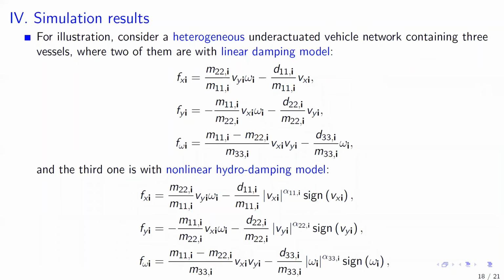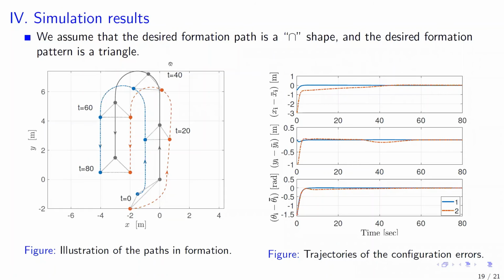Okay, let's look at the simulation result. In this example, we assume there are three different vessels in the network. Two of them have a linear damping model, and the third one has this nonlinear damping model. We assume that the desired formation path is this shape, and the desired geometric pattern is a triangle. As can be seen from the simulation, the three vessels start from these positions, and the black path is the leader, and the blue path is the follower, agent 1, and the red path is the follower of both the leader and agent 1. So in the simulation, even though the leader's path is a straight line, the formation is still achieved.